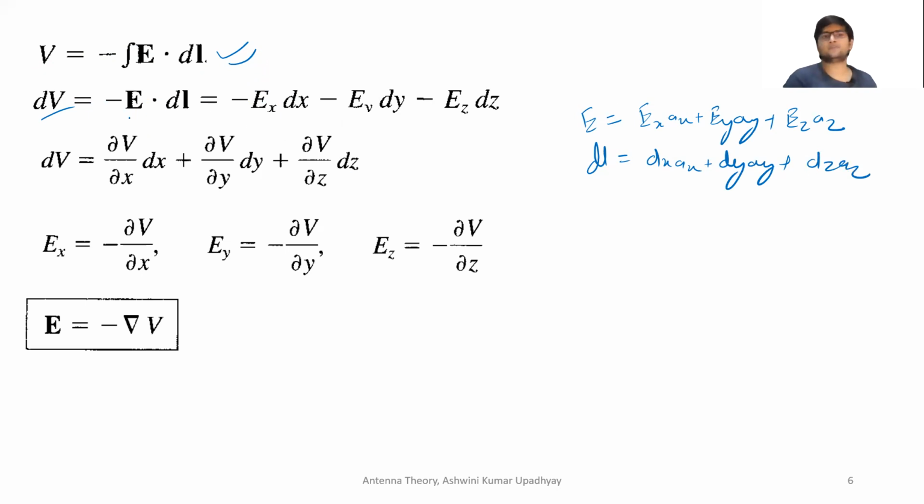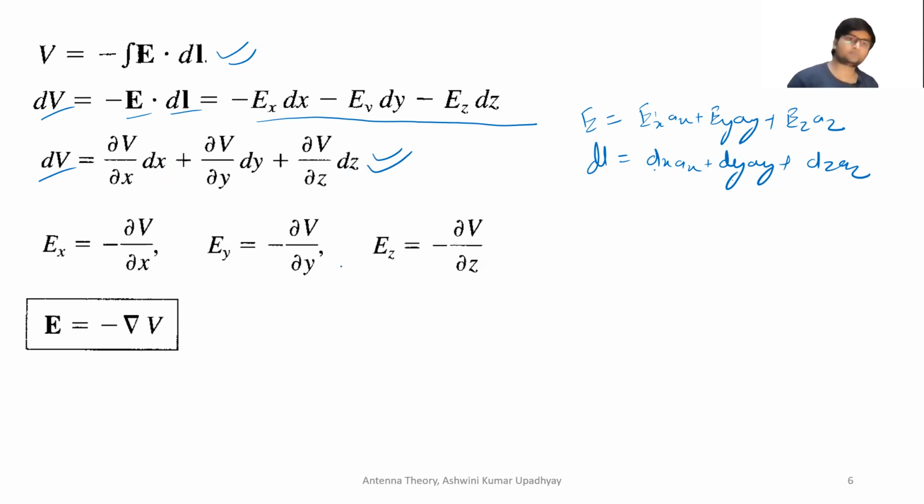So what you are doing is just taking the dot product of these two vectors. So you will finally get this quantity, right? So Ex dx, Ey dy, and Ez dz. Now this dV, which is the differential of V, can be written in the form of this total differential and partial differential like this. You have already seen this in mathematics, right?